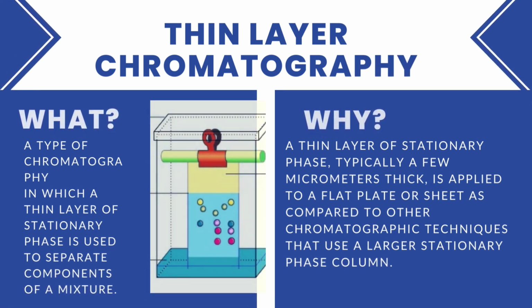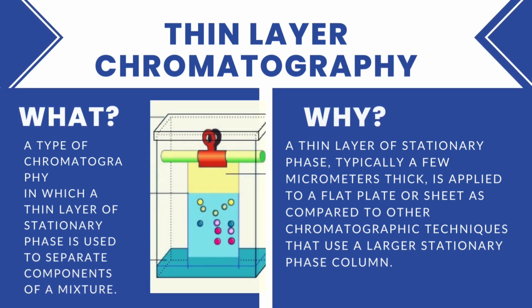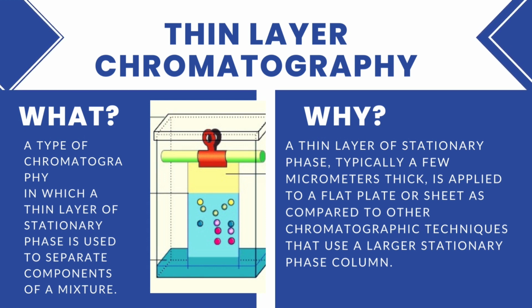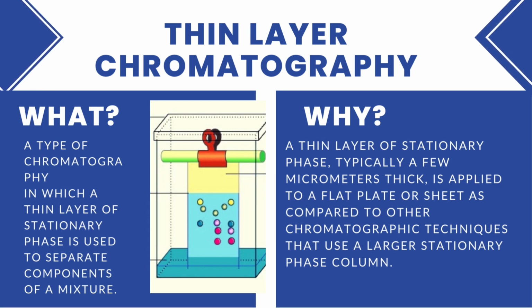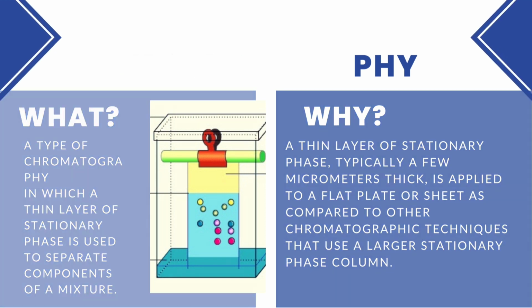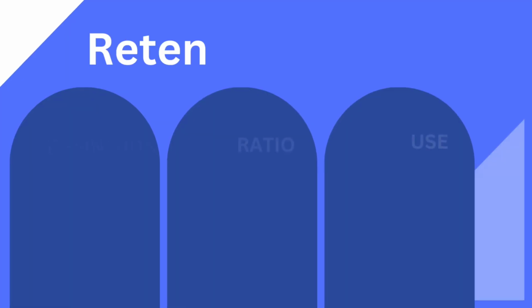It is a type of chromatography in which a very thin layer of stationary phase is used to separate the components of the mixture, and hence it is given the name thin layer chromatography. Why it is named thin layer is very much evident from the type of stationary phase that we use here, which is a very few micrometers thick.